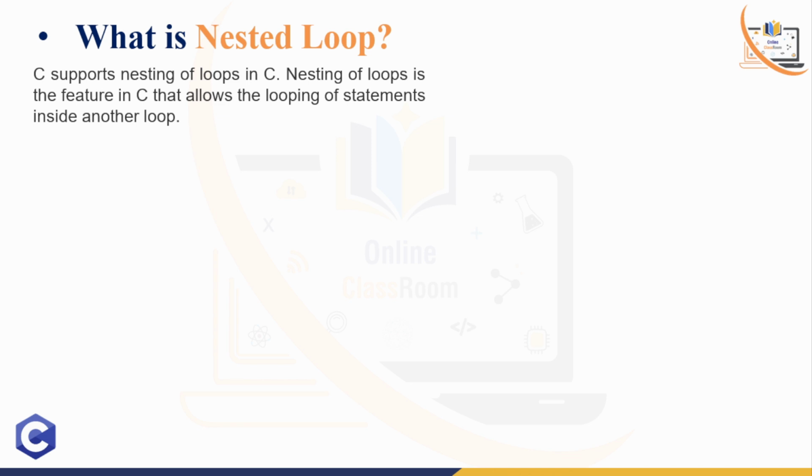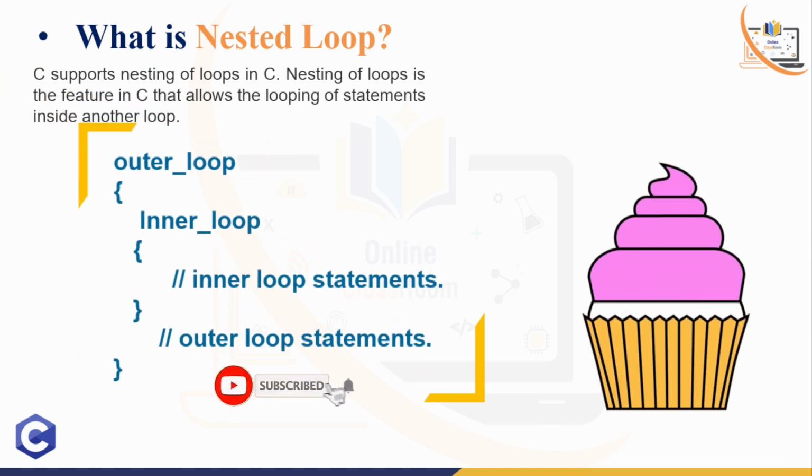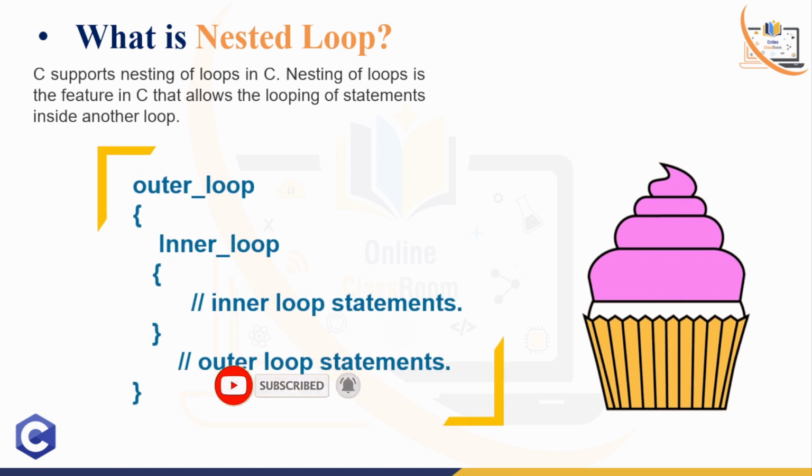So if we go to the structure of a nested loop, here you can see that there is an outer loop and another one, an inner loop. This outer loop starts here and ends here, so inside this outer loop one extra inner loop is there. It means if there is another loop inside a loop, then we can say it is a nested for loop.